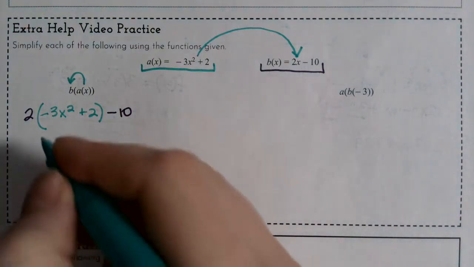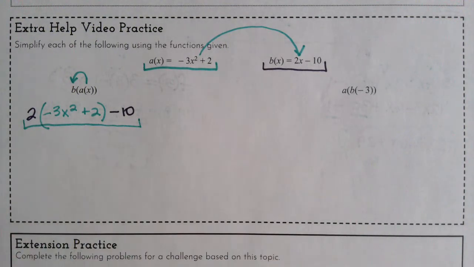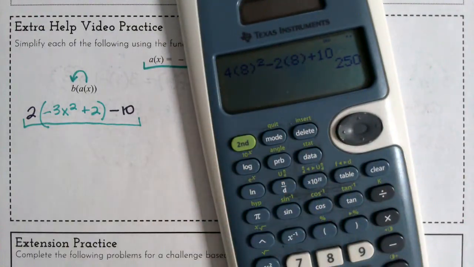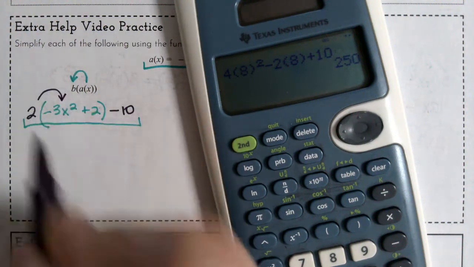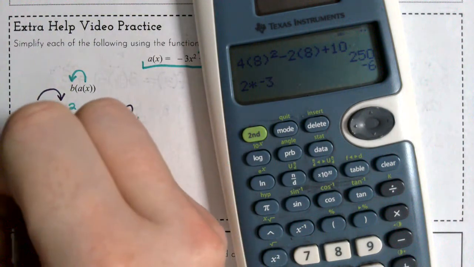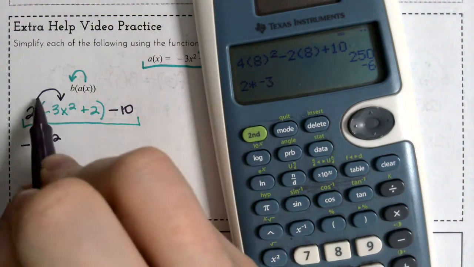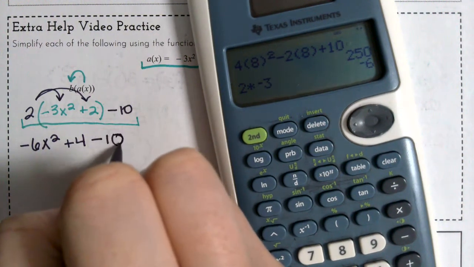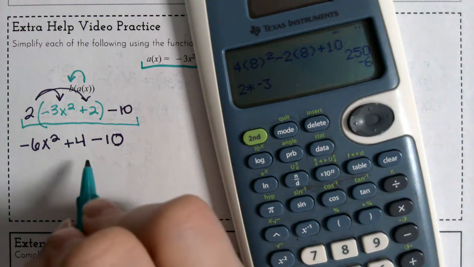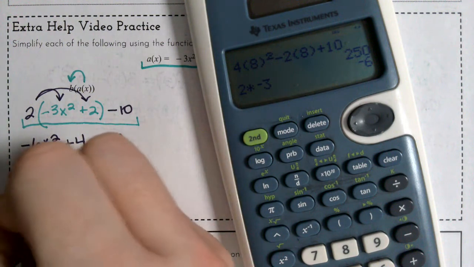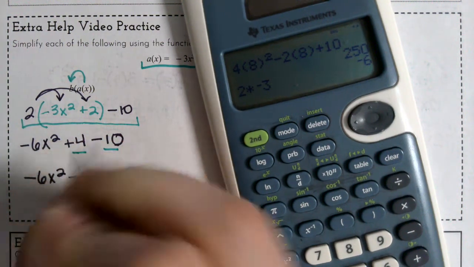And from here, it's just simple order of operations, and I use my calculator to make that even easier on myself. And so I'm going to distribute my 2 to here. 2 times negative 3 gives me negative 6x squared. 2 times 2 is 4. And then I still have my minus 10. And just make sure you combine like terms and have it in order, highest exponent to lowest. So I get negative 6x squared minus 6.